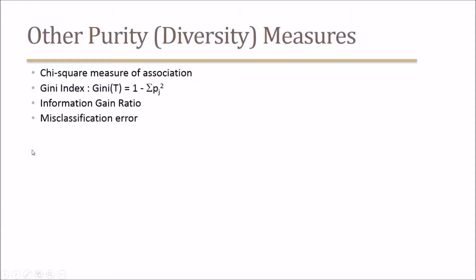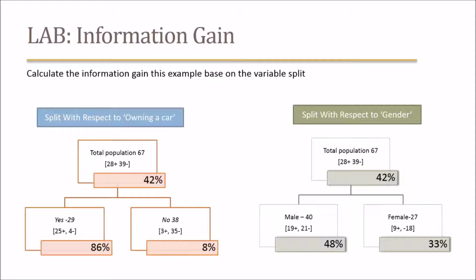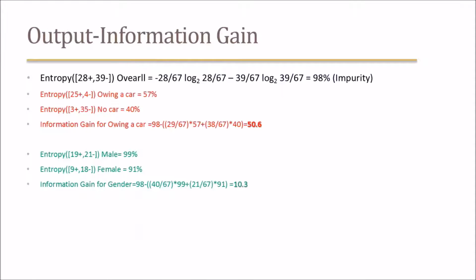There are other measures like chi-square, Gini index, information gain ratio, misclassification error, etc. All of them are going to tell us the same information. Each one of them might work very well for a separate type of problem, but the basic intuition is entropy and information gain. Given the overall population, yes, there is some impurity at the overall level. Can I split the population and then achieve purity and segment out so that all the customers within each segment behave very similarly?